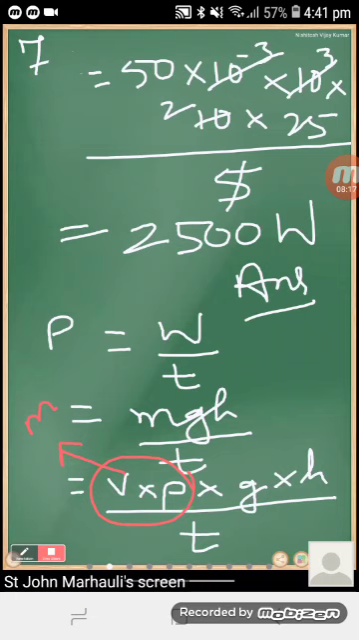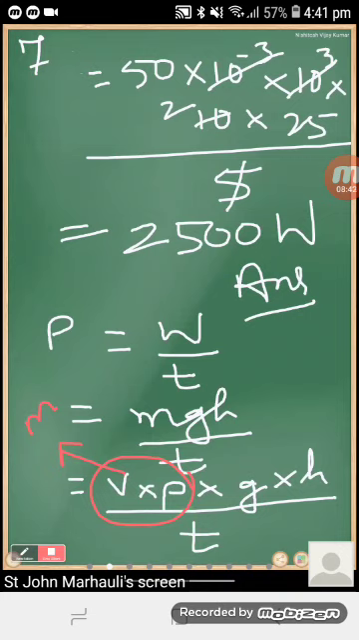A pump is used to lift 500 kgs of water from a depth of 80 meters in 10 seconds. Now here you have to calculate the work done by the pump, the power at which the pump works, and the power rating of the pump if its efficiency is 40%. Here also g is given as 10 meter per second squared.